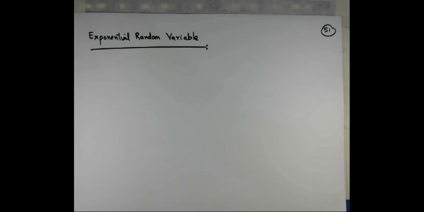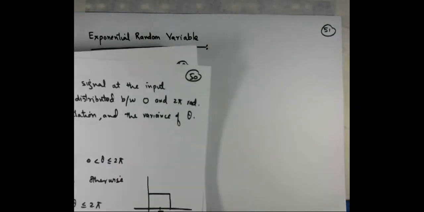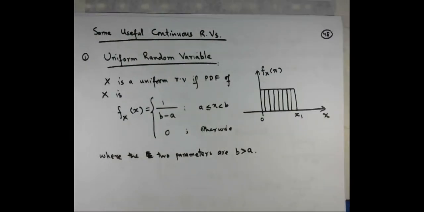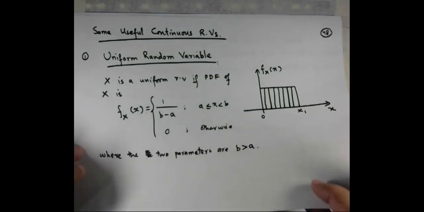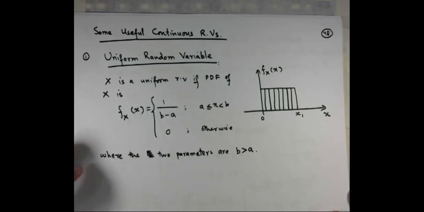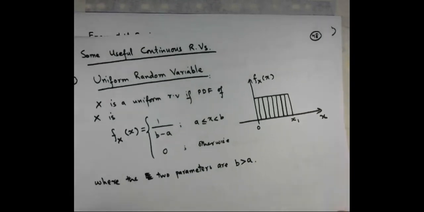Let me give you a quick comment on continuous uniform random variable. First, you have a feeling that all the intervals have the same probability. All the intervals of the same length, if they have the same probability, then you automatically assign a continuous uniform random variable to such problems.